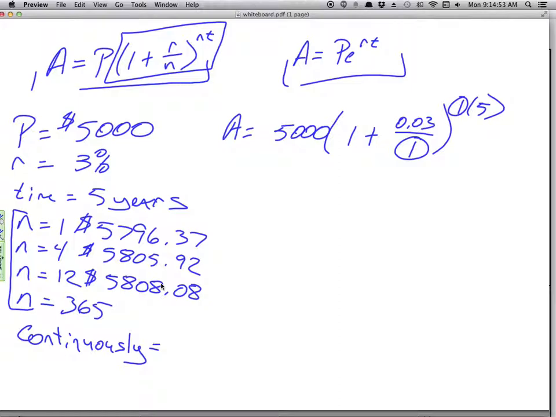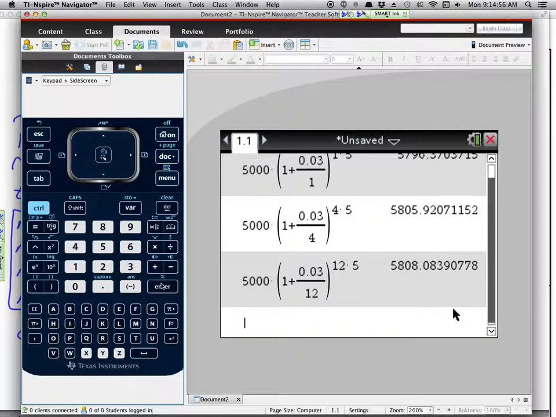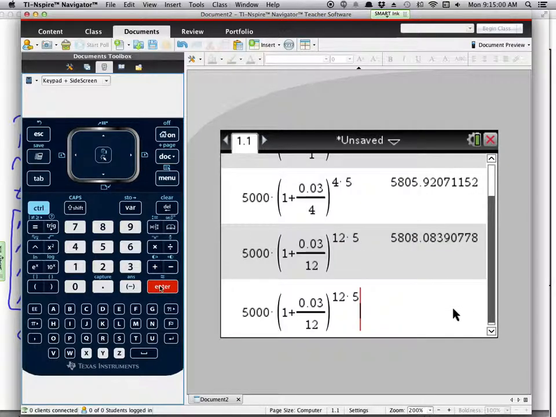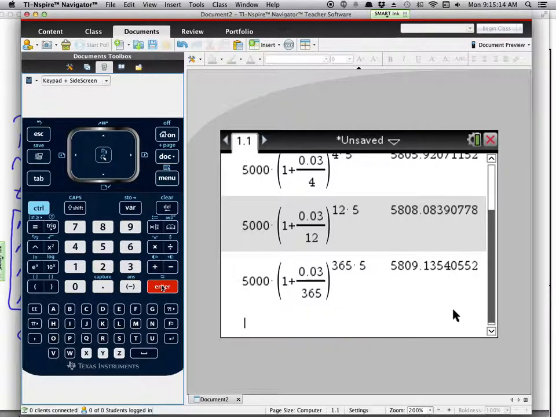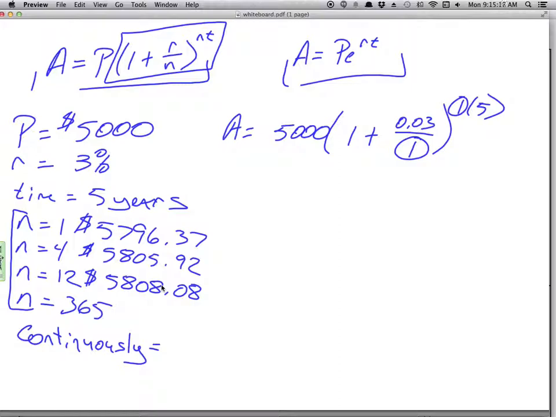So now let's go back in and do 365. Arrow up twice, highlight it, press enter, erase the 12 and put 365 in its place. Press enter. I get 5809.14. Okay, 5809.14. Now I get down to the continuous one.